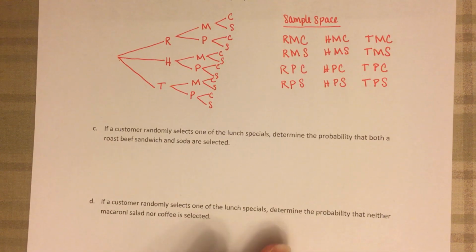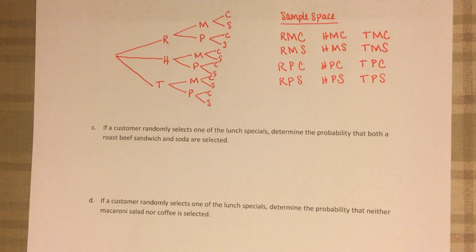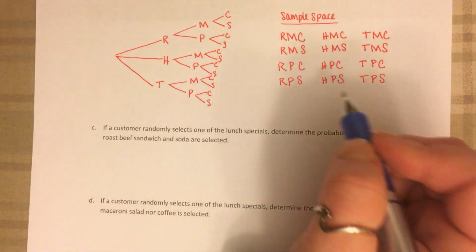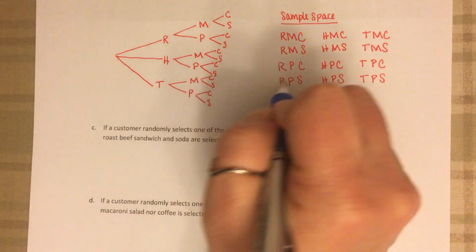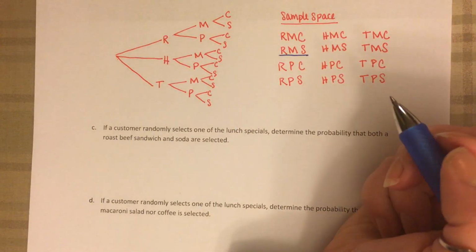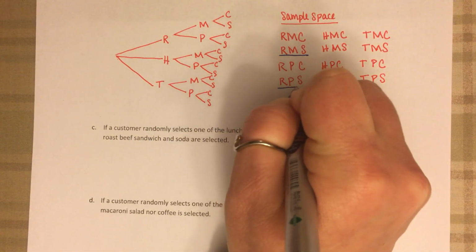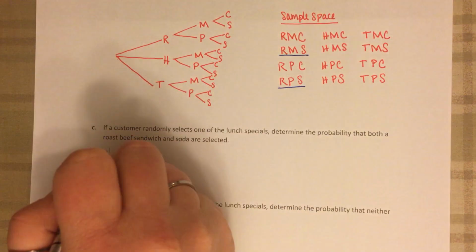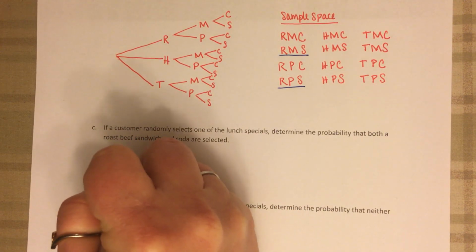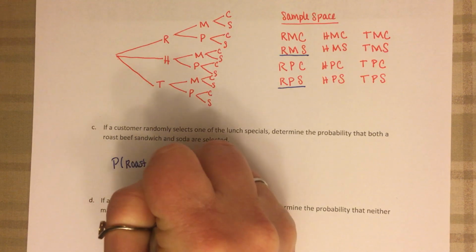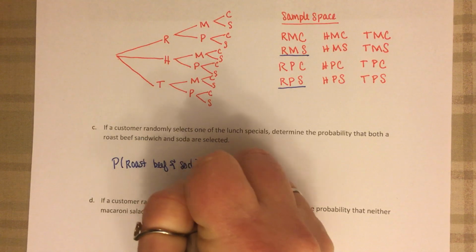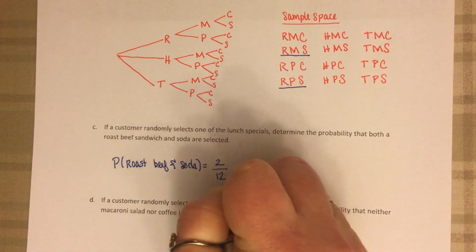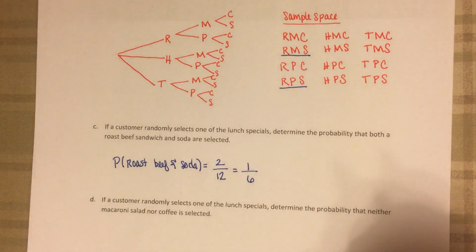Right, now that we have our sample space drawn out, again, we're going to use this to answer a couple of different questions. So C says, if a customer randomly selects one of the lunch specials, determine the probability that both a roast beef sandwich and a soda are selected. So if we look at our sample space, we have a roast beef sandwich and a soda in this case. We have a roast beef sandwich and soda in this one. So our probability of roast beef and soda is going to be 2 out of 12, which then reduces to 1 out of 6.